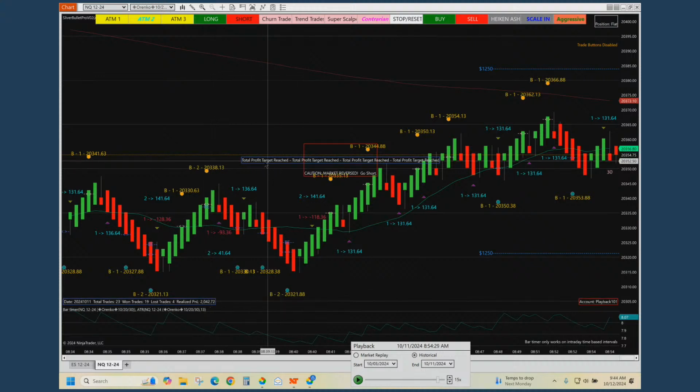Here, the message displays on the screen that total profit target reached. And here we see trade buttons disabled. So the software will not take trades anymore because it has reached its profit target. So this is to give you a demo of this software and what it's capable of.